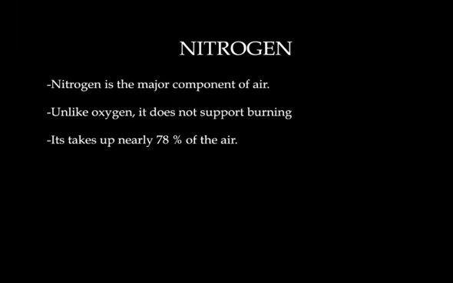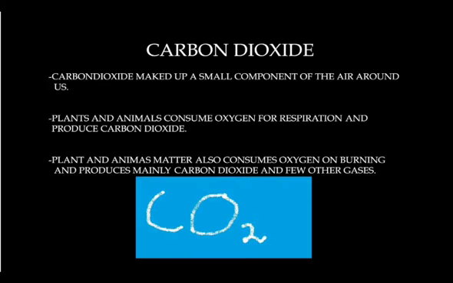Now we are going to learn about nitrogen. Nitrogen is the major component of air. Unlike oxygen, it does not support burning. It takes up nearly 78% of the air. Carbon dioxide. Carbon dioxide makes up a small component of the air around us. Plants and animals consume oxygen for respiration and produce carbon dioxide. Plant and animal matter also consumes oxygen on burning and produces mainly carbon dioxide and a few other gases.